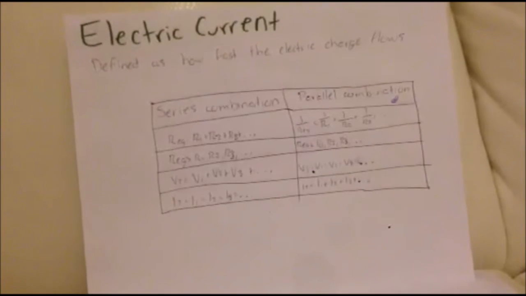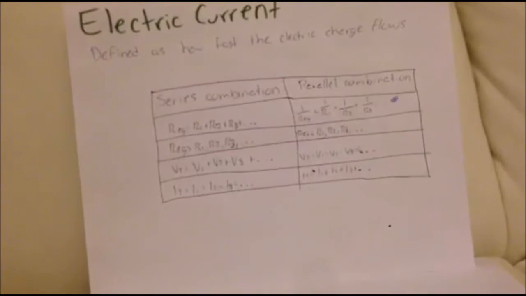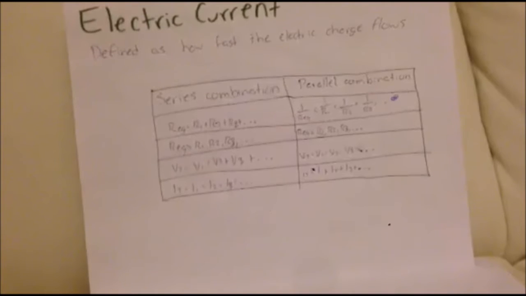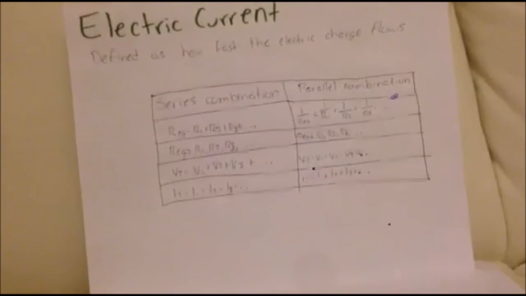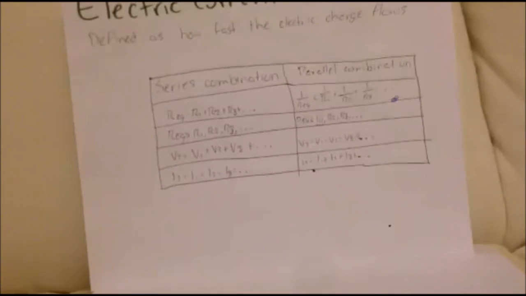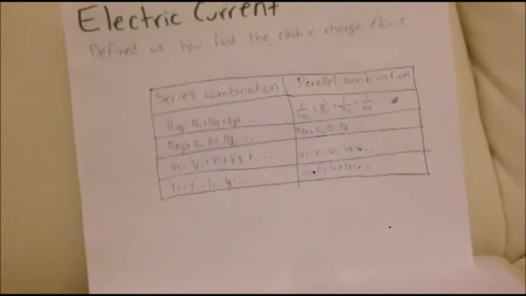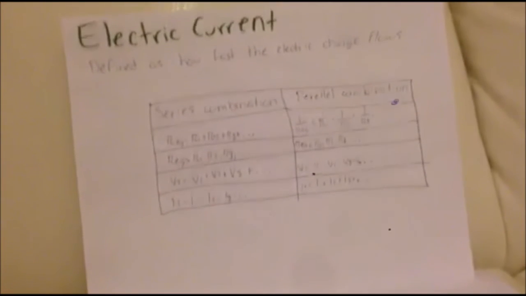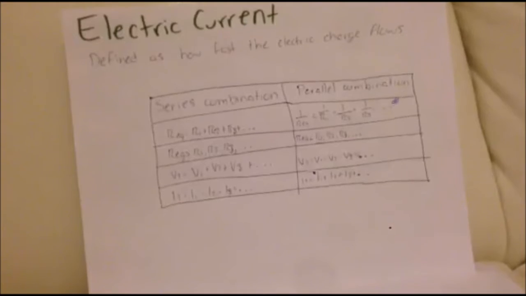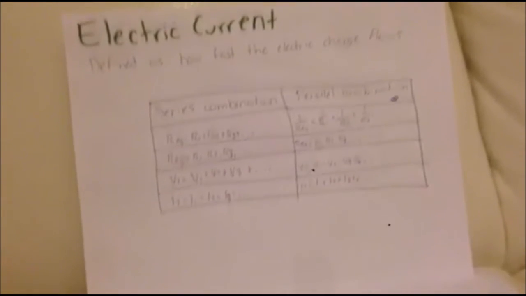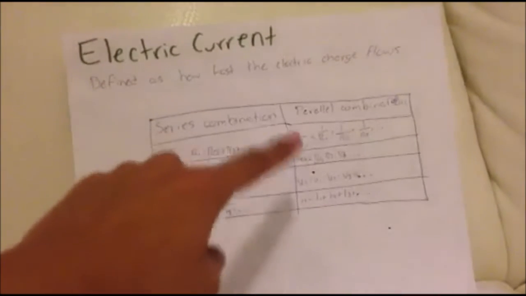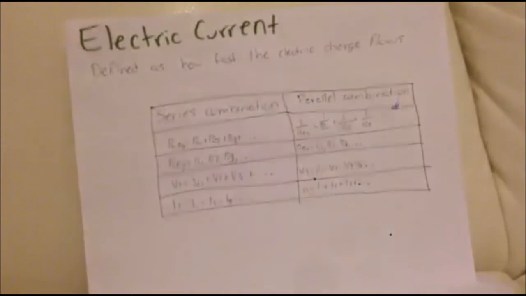The electric current is defined as how fast the electric charge flows. There are two types of circuits, the series and the parallel combinations. Here are examples of how you can solve each one.